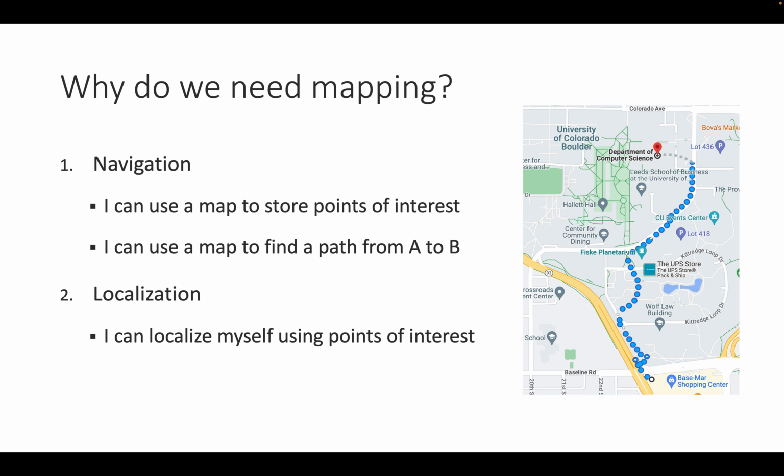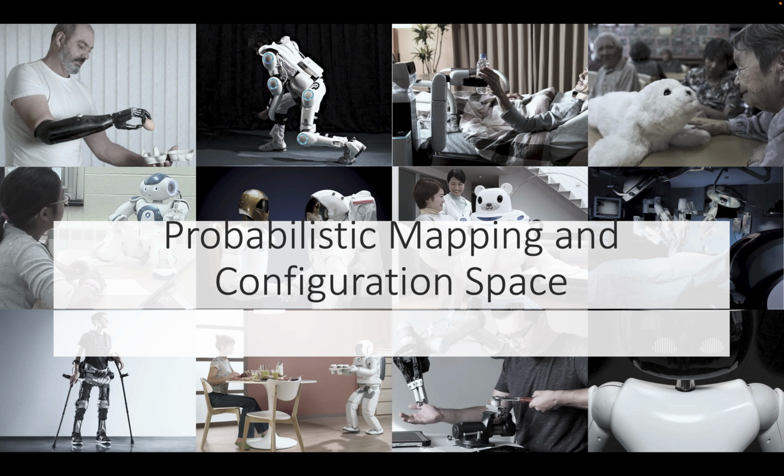Now, I want to say this because today we talk about ways to make maps more accurate and more suitable for navigation. And for that, we introduce probabilistic mapping and the notion of configuration space.